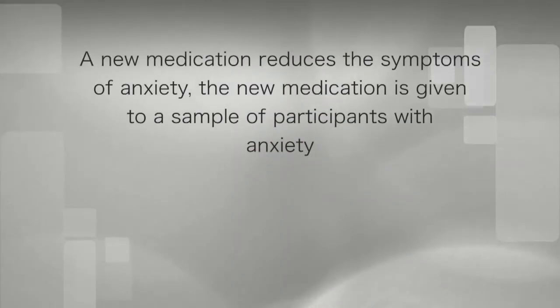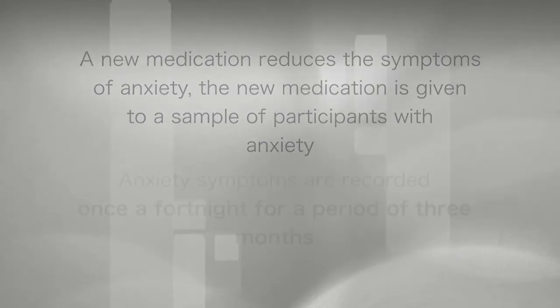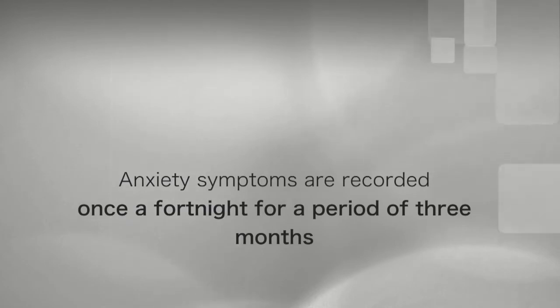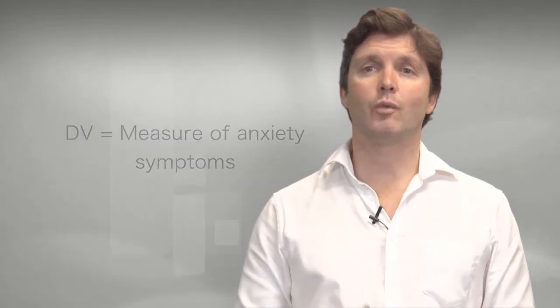A repeated measures ANOVA can be used when there are more than 2 levels of an independent variable. For example, suppose you wish to determine whether a new medication reduces the symptoms of anxiety, and the new medication is given to a sample of participants with anxiety. Anxiety symptoms are recorded once a fortnight for a period of 3 months. What's your dependent variable? Well, your dependent variable is some measure of anxiety symptoms. And you can see that we're measuring these anxiety symptoms repeatedly, more than 2 times. So this is an example where our repeated measures ANOVA may be used.